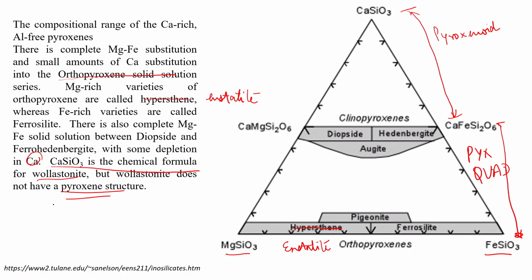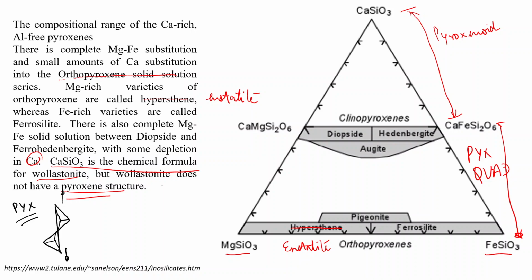Now, if we look at the pyroxene structure, the repeating unit is this: these two tetrahedra shared by a bridging oxygen. And then this is the pyroxene repeating unit. This will keep on increasing this way and this way.